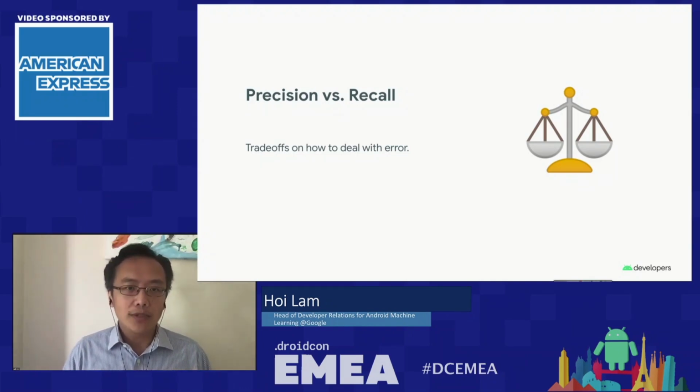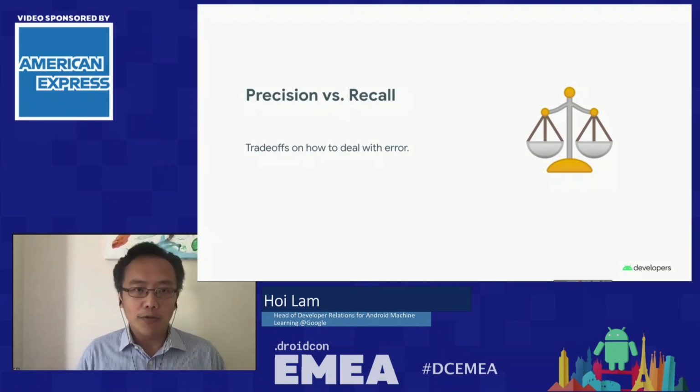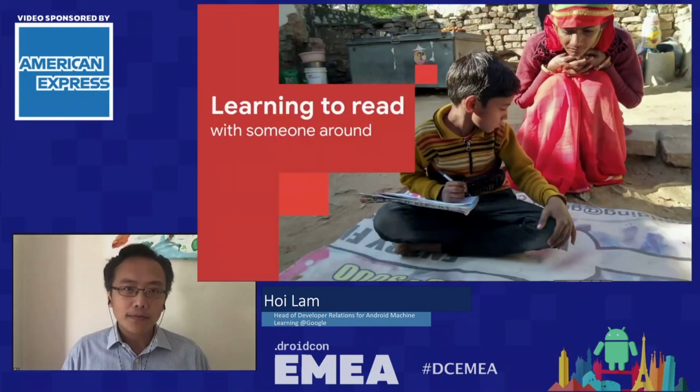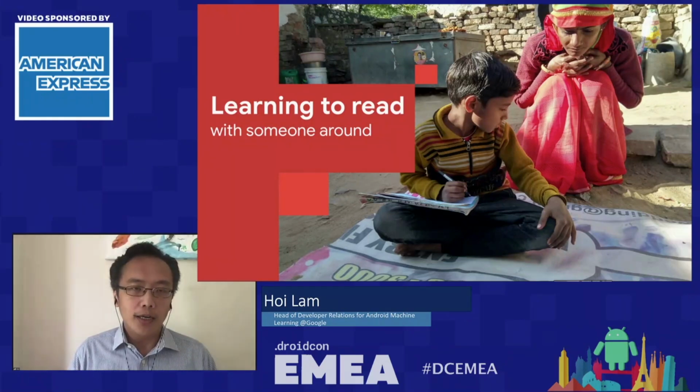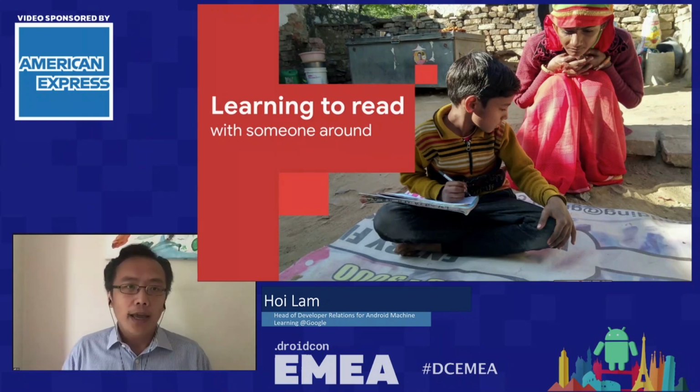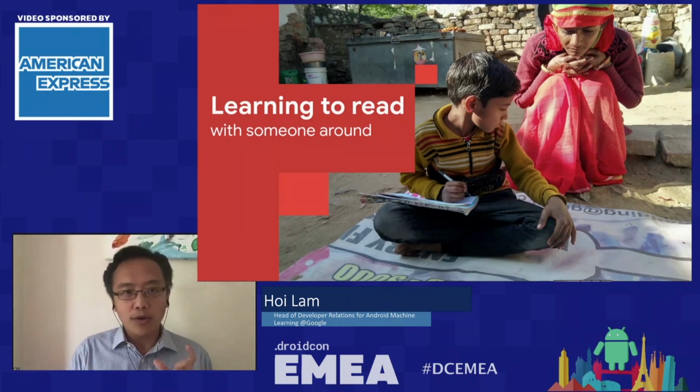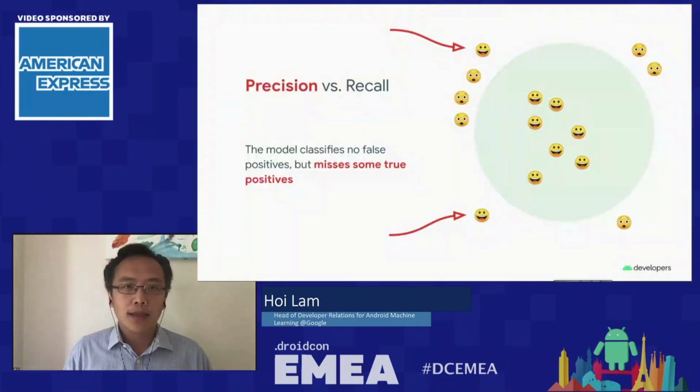That actually drives a lot in terms of how the user will interact with your app. To illustrate this point, I want to introduce this app, Learning to Read. It is an app aimed at children to teach them how to read different languages. In this particular case, if we think about precision and recall, this is what it means.